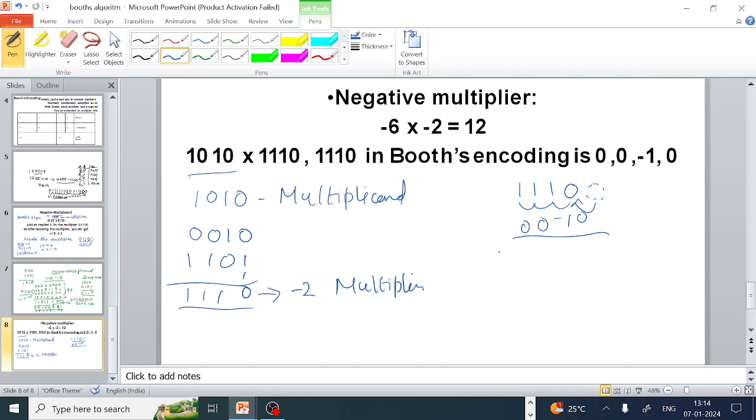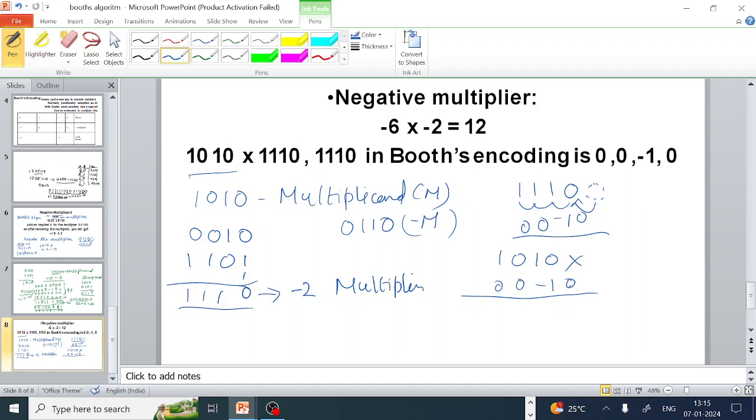Now we will multiply with these recoded bits. Multiplicand is 1 0 1 0. So this is nothing but your m. If I have to get the 2's complement of this, that is minus m, then again convert this to its 2's complement. So I am getting 0 1 1 0 as my minus m. So now I have to multiply this with the recoded bits 0 minus 1 0 0.